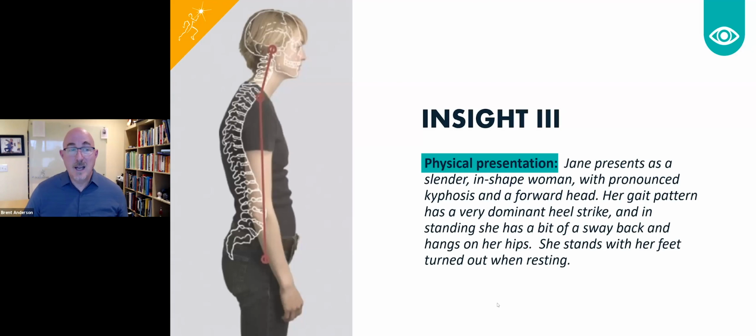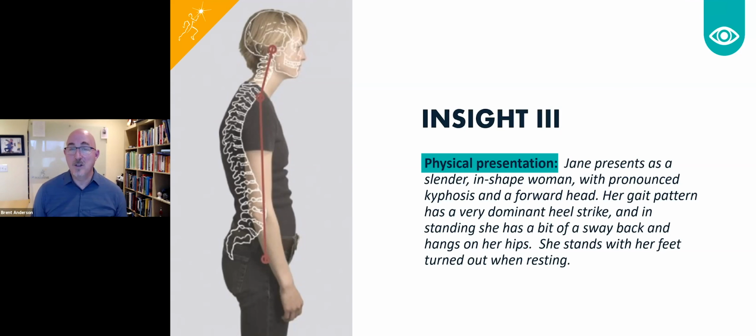So the second insight is going to be the physical presentation, right? How she shows up. So Jane presents as a slender, in-shape woman, right? With pronounced kyphosis in her thoracic spine and a forward head posture. Her gait pattern has a very dominant heel strike. So that means when she's walking, she hits with her heel first, and you can hear it when she's walking on a floor that has sound. And in standing, she has a bit of a sway back and hangs on her hips.